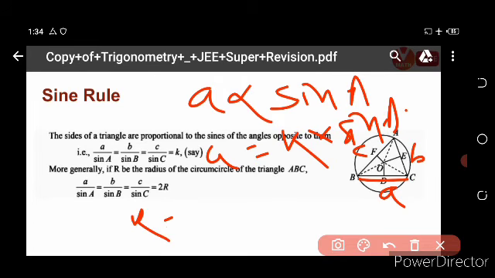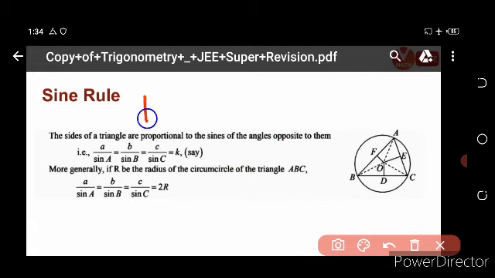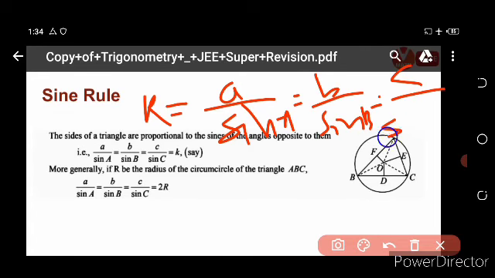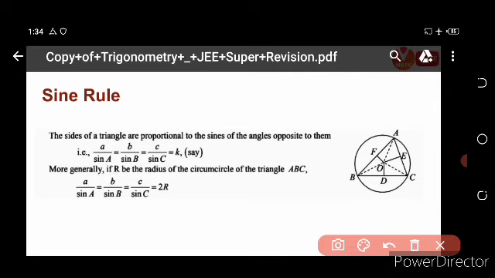So this constant k is equal to a upon sine A. Similarly, b upon sine B, c upon sine C. So k is equal to a upon sine A is equal to b upon sine B is equal to c upon sine C.